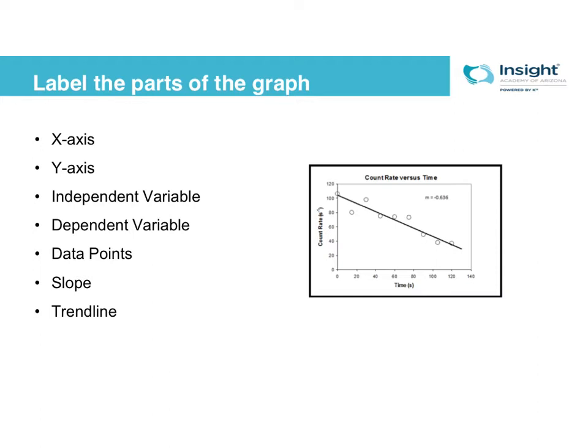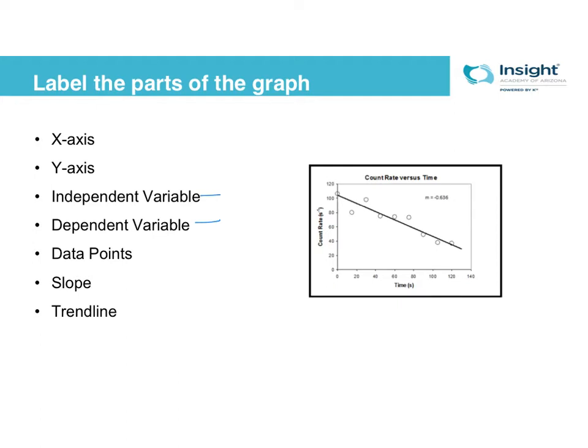So here's just kind of a generic graph setup, all right? And things you should be able to identify are going to be things like your x-axis, your y-axis, independent variable, dependent variable, which we're going to define in 1.20. Your data points, your slope, your trend line, that sort of thing.